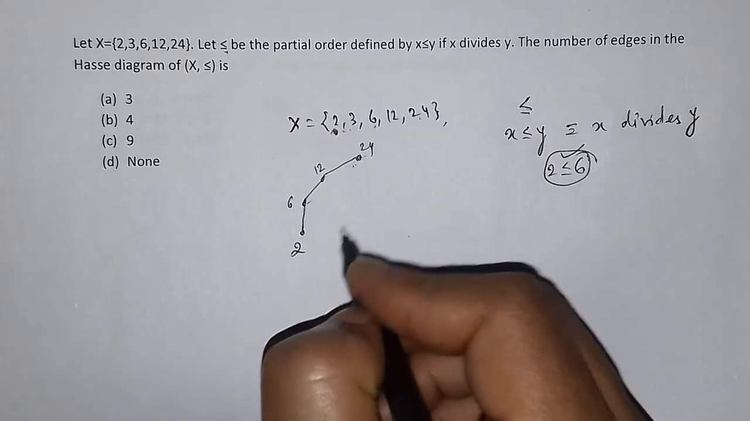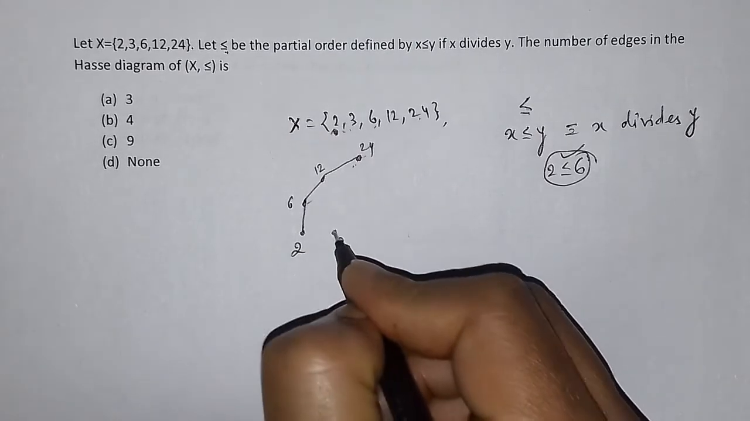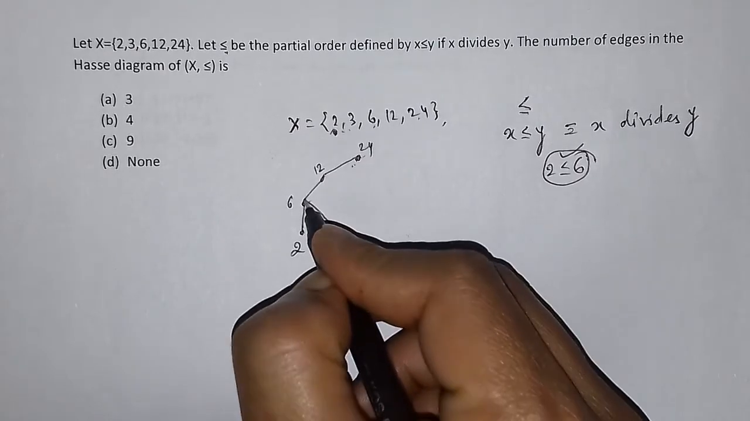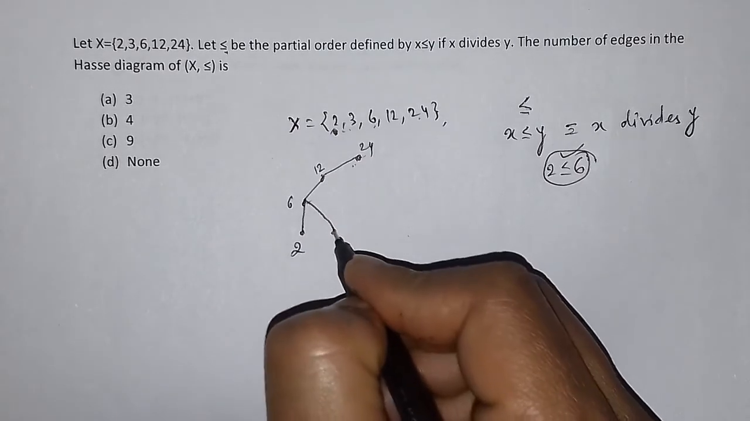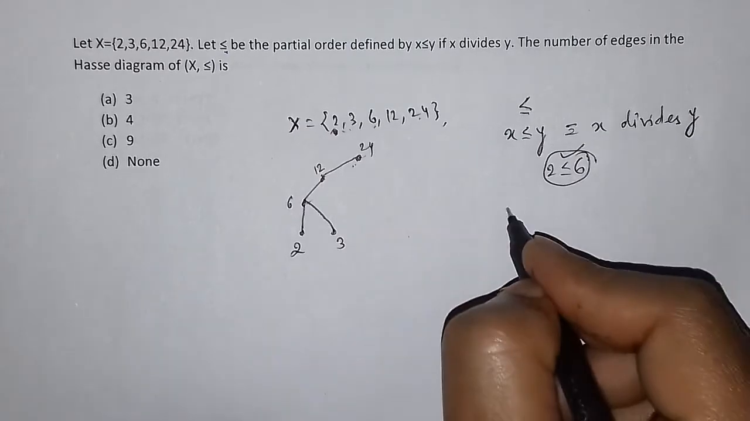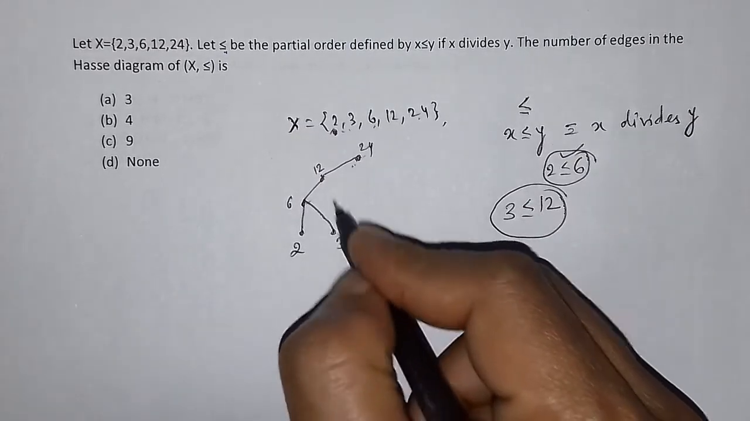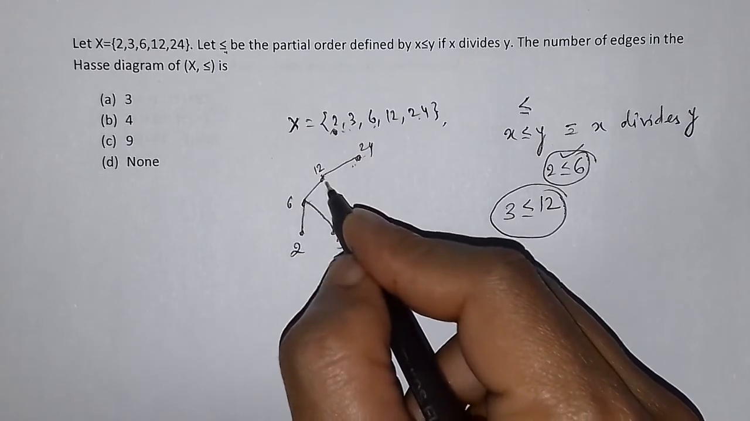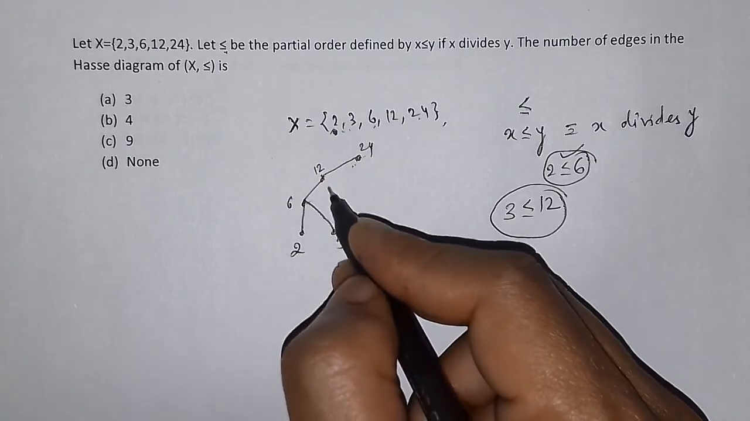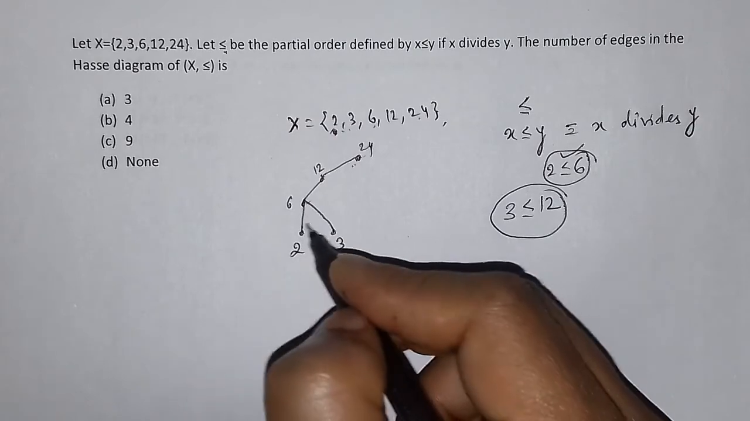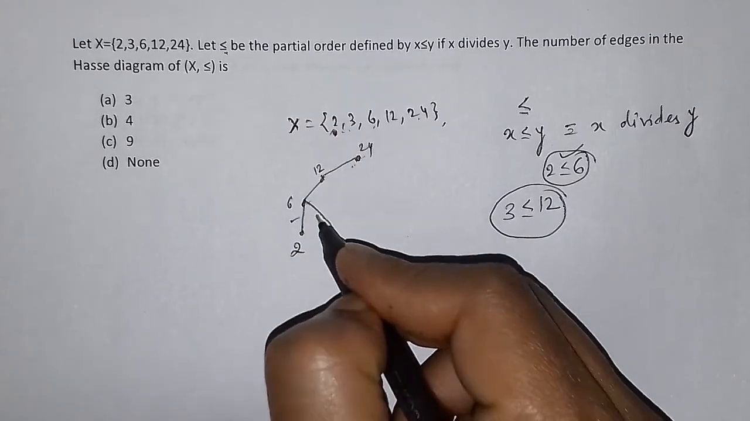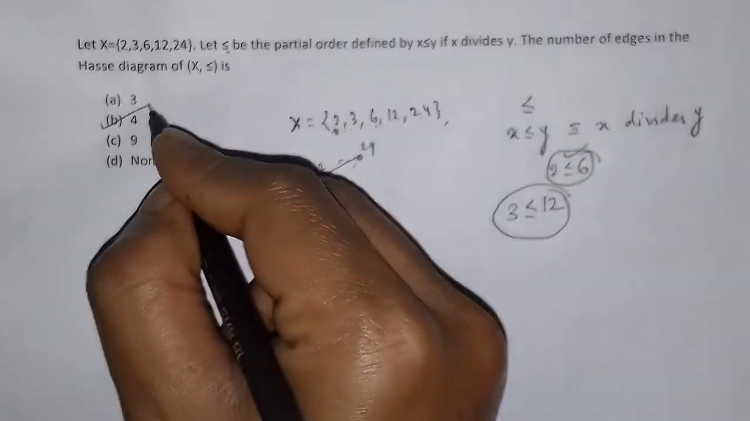So we will take element 3. 3 divides 6, 6 divides 12. 3 is also related to 12, as 3 divides 12, but if we draw this, then transitive relations do not need to be shown in this diagram. So the number of edges is 1, 2, 3, 4. Option B is correct.